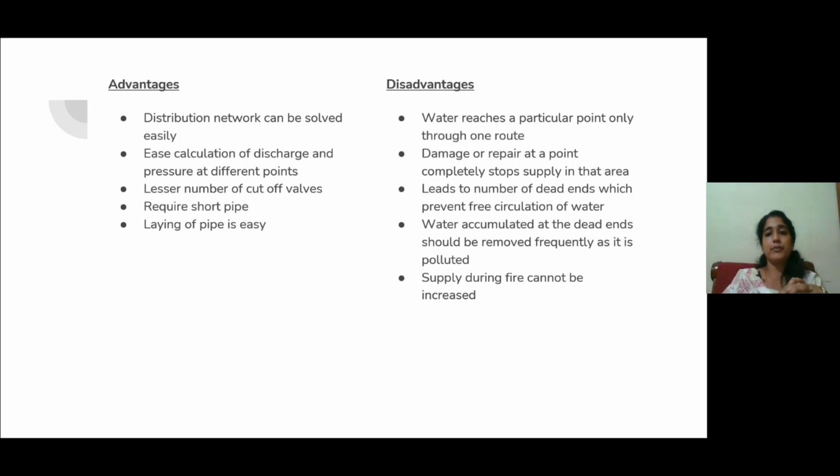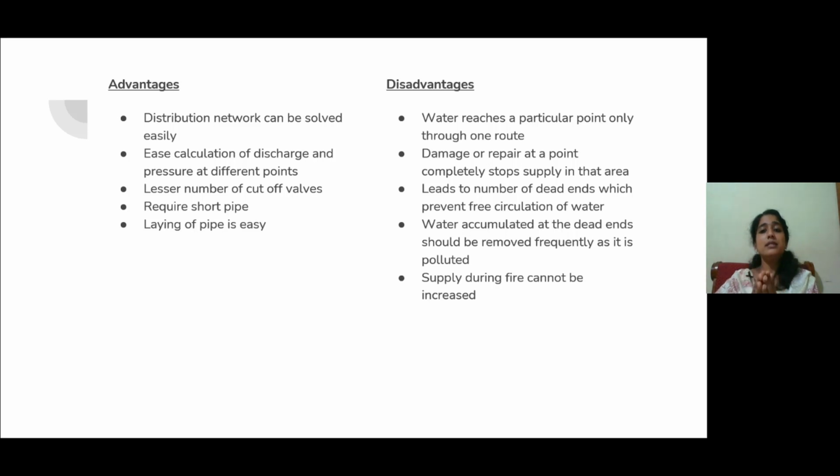Disadvantages of the dead end system. The water reaches a particular point only through one route. That is, from the main pipe, submains are provided. From submains, laterals are provided. From laterals, service connections are provided. For a particular service connection or a particular area, the water supply is done only through one route. This is a main disadvantage of the dead end system, and if there is any repair work or maintenance work happening in that line, then there will not be any water supply to that area.